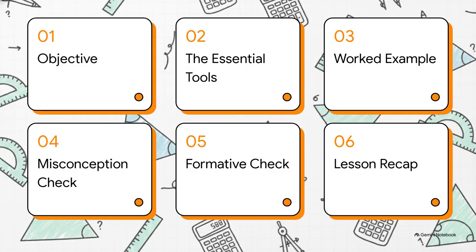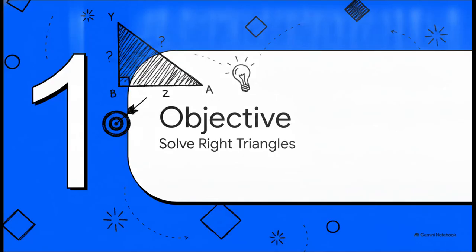We'll start with our objective, which is solving right triangles. Then we'll look at the essential tools we need. After that, we'll walk through a worked example together, pause for a quick misconception check, do a short formative check to test our skills, and finally wrap it all up with a lesson recap. All right, first up on our agenda, our objective, solving right triangles.